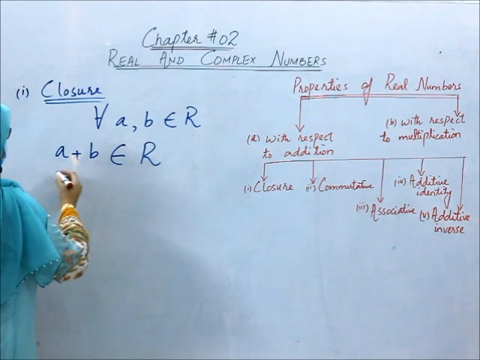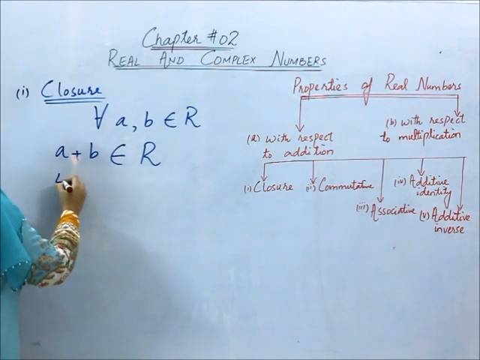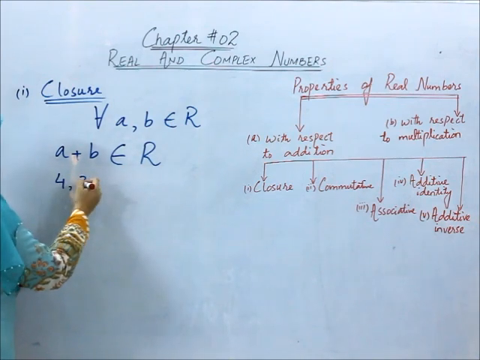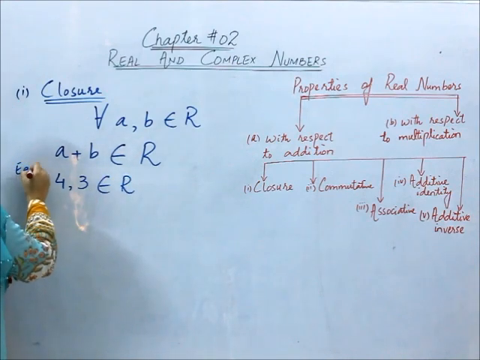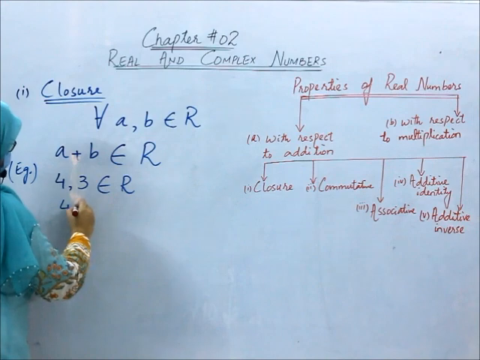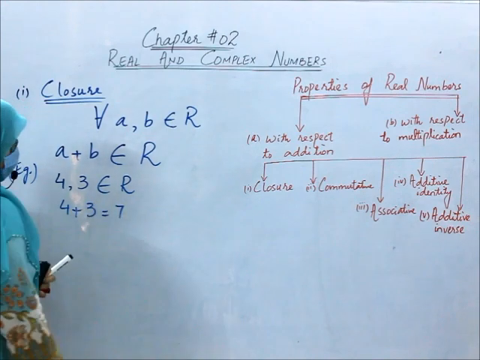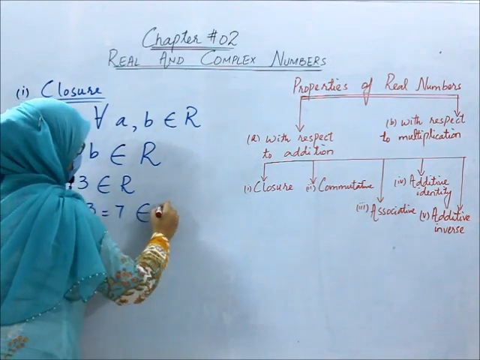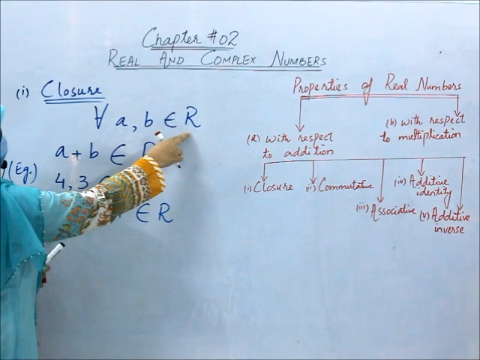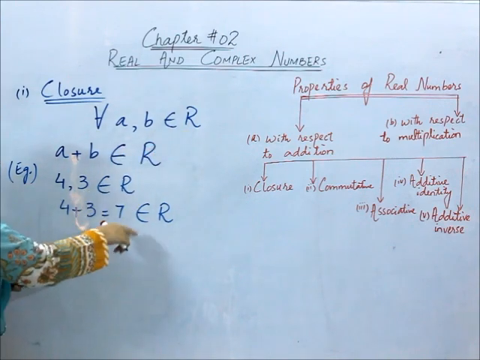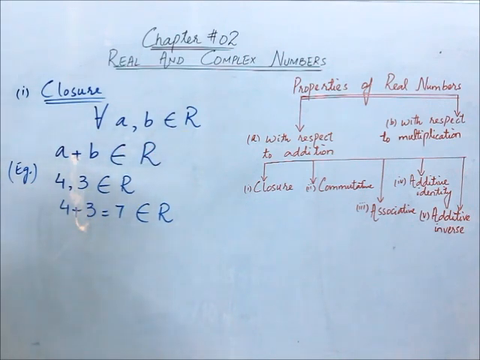Okay. So let us take any two numbers, for example 4 and 3. Both are real numbers. Fine. So if we add these numbers 4 plus 3, our answer is 7. 7 also belongs to the set of real numbers. Fine. So Closure property says whenever we have two numbers which belong to a set, when we add them, the answer would also belong to the set of real numbers.